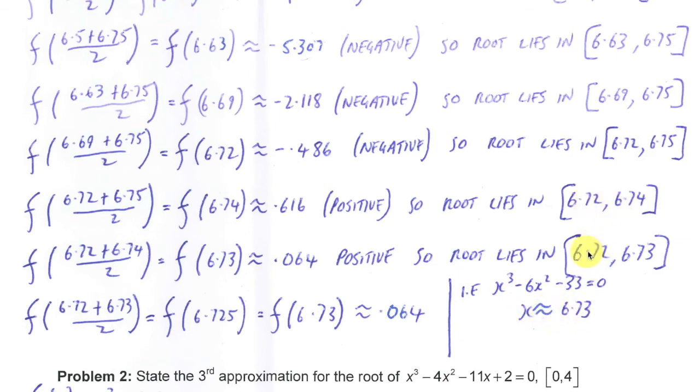You can see there that I'm getting closer and closer each time. And in the last one, I end up with that answer there. So f of 6.73 is approximately equal to 0.064, so I can conclude this in the very end.